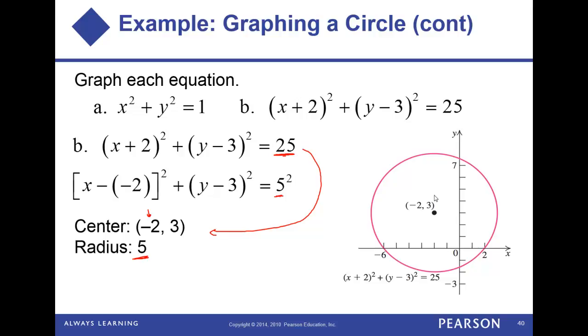But here's the way I would probably graph it. I would find the center, negative 2, go up 3, now graph this point. Then I would go 1, 2, 3, 4, 5 up, put a little dot. 1, 2, 3, 4, 5 here, I put a little dot. Again 1, 2, 3, 4, 5, put a little dot, and 1, 2, 3, 4, 5, put a little dot.